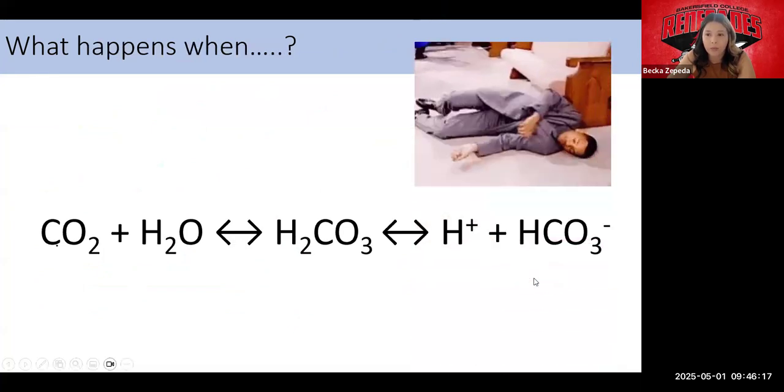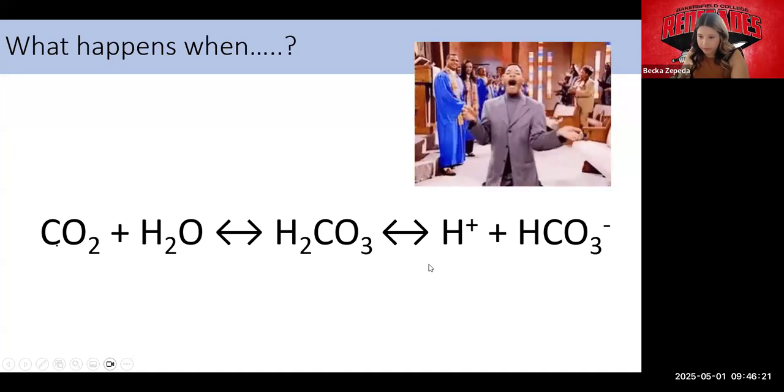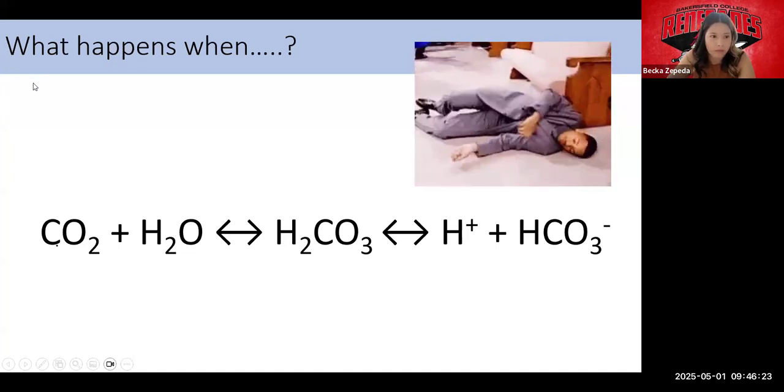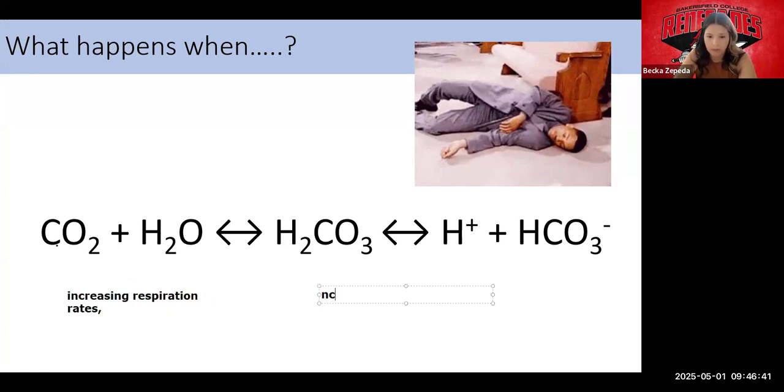So what happens when someone hyperventilates? So when someone hyperventilates, and I'm gonna write some notes here for you. When someone hyperventilates, we are increasing respiration rates, and we are increasing CO2 offloading.